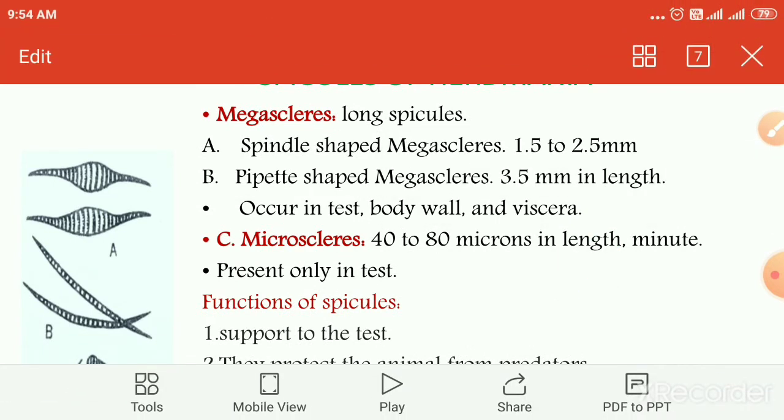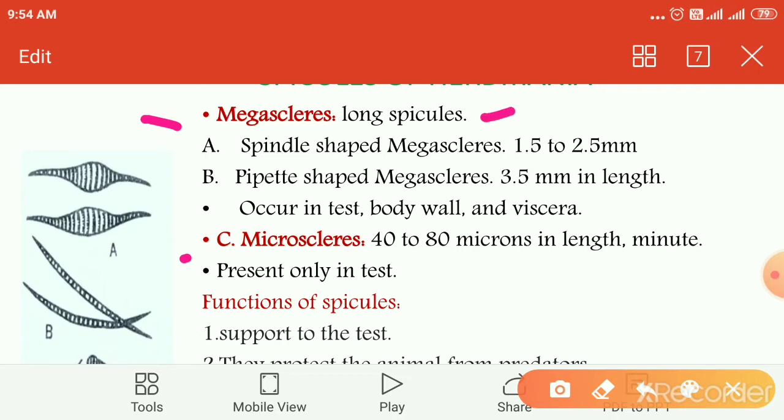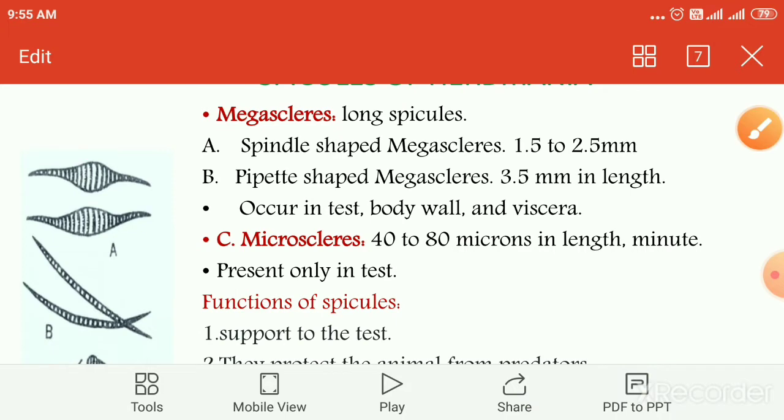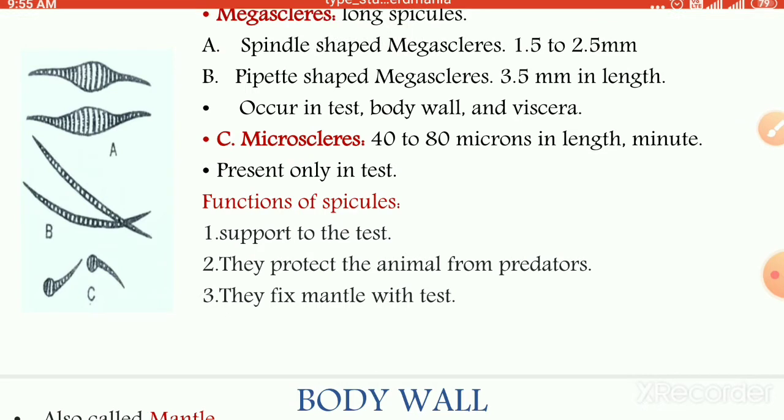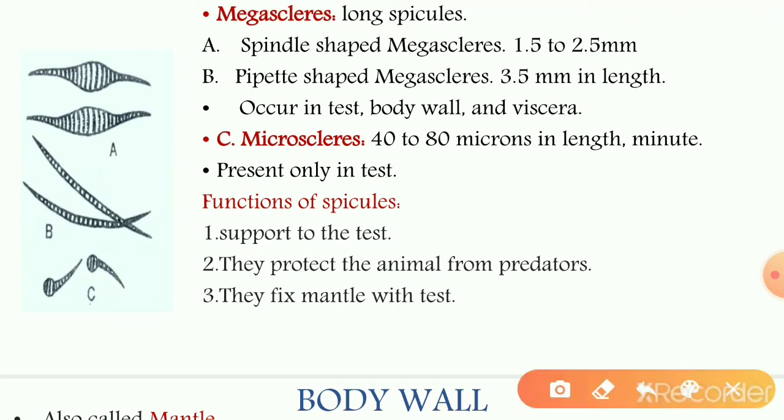Now the spicules of Herdmania. The spicules of Herdmania are of mainly two types, megascleres and microscleres. The megascleres are long spicules. These may be spindle shaped, and these may be pipette shaped. These megascleres occur in its test, body wall, and in viscera. Whereas the microscleres are smaller in structure, having 40 to 80 micron in length, and are present only in the test region.